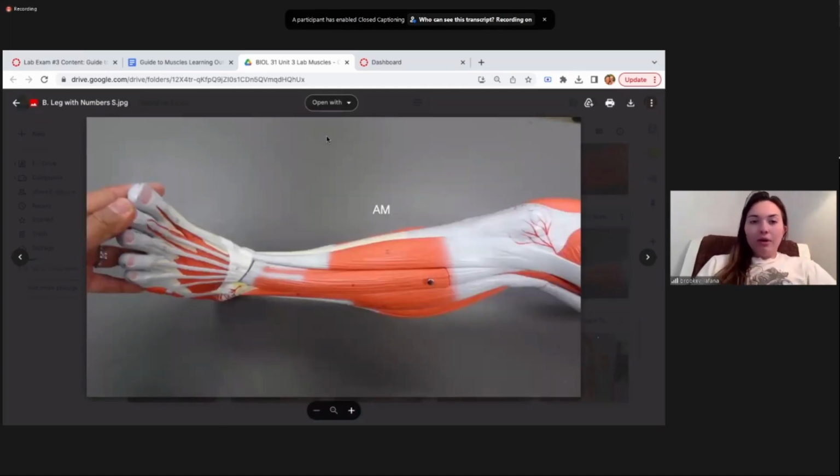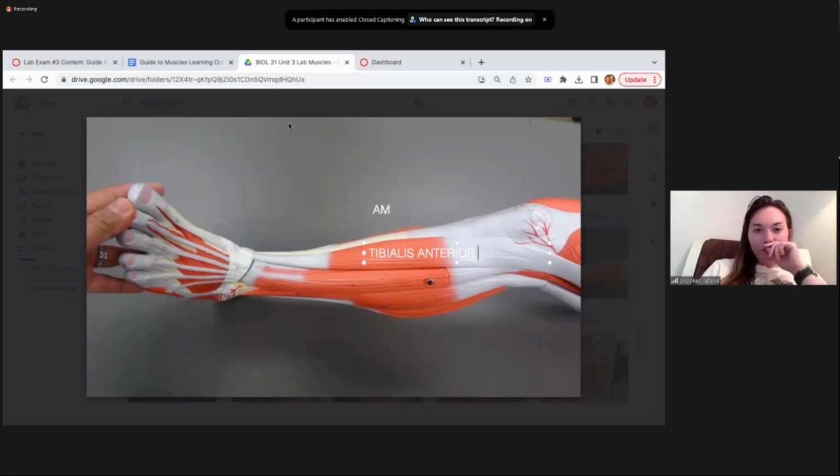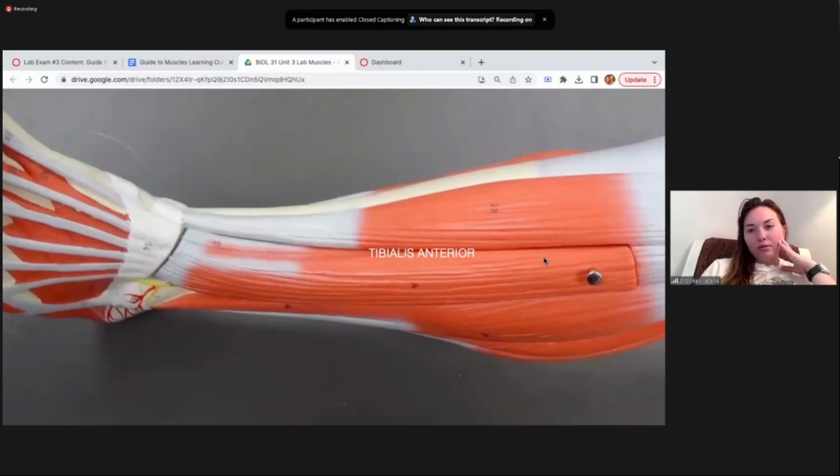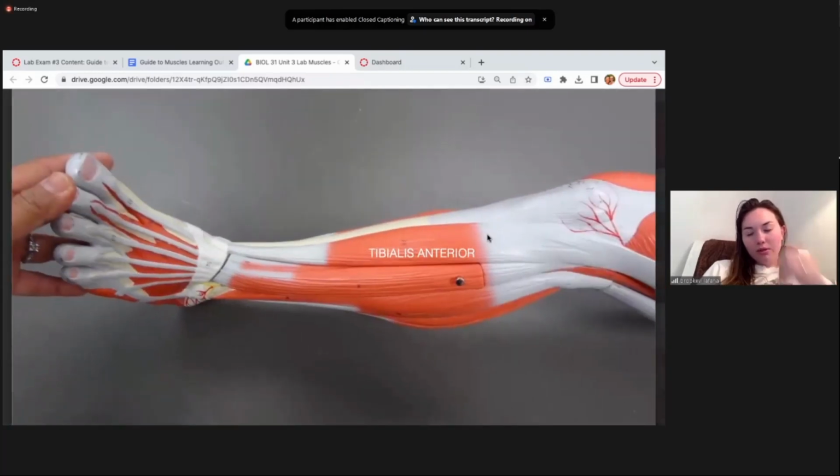This one's a little better here. All right, so this is our tibialis anterior right here. And then this is a little bit, there we go, that's a little better, it's a little closer. So this guy right here, 34, it's flexing the toes, right?